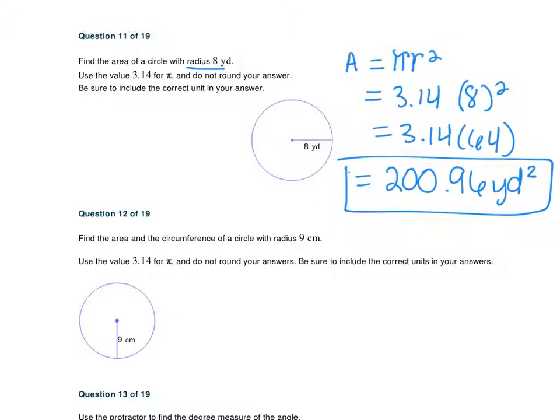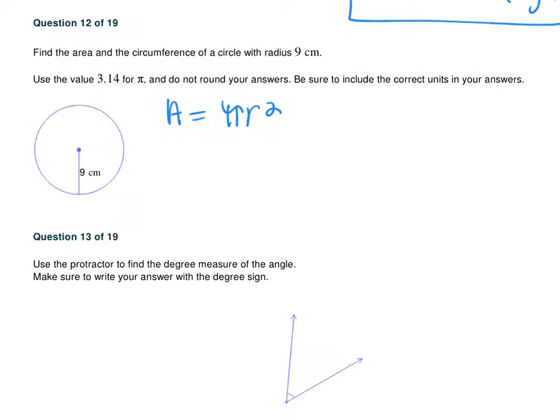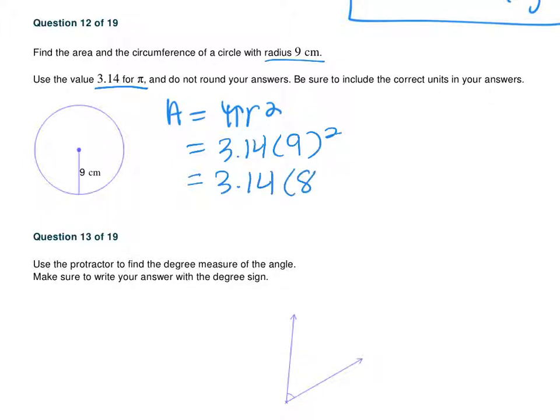Same thing for question 12. Same formula, area equals pi r squared. Tells us the radius is 9, use 3.14 for pi. So that's 3.14 times 81, 9 times 9 is 81. That gives us a final answer of 254.34 centimeters squared. The second part of this question asks us to find the circumference.